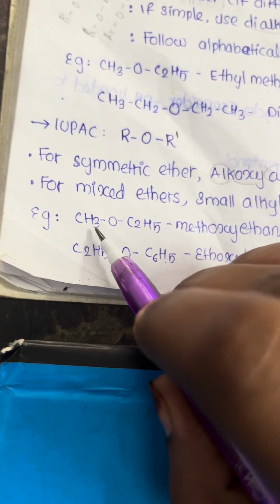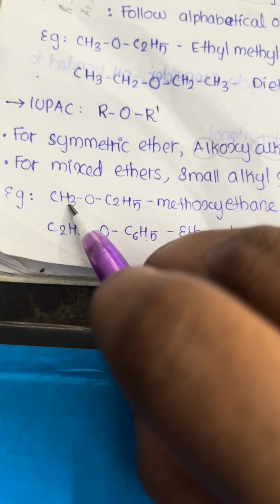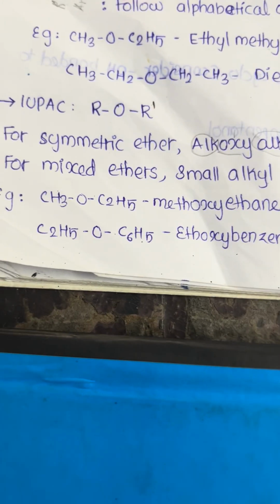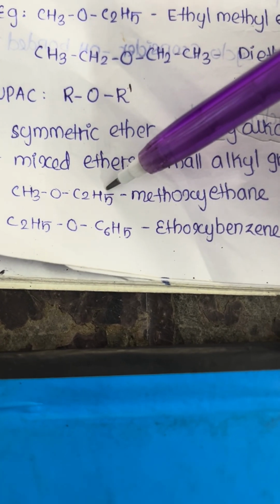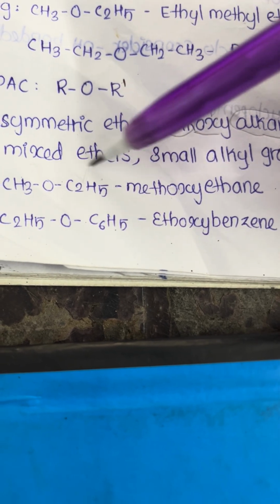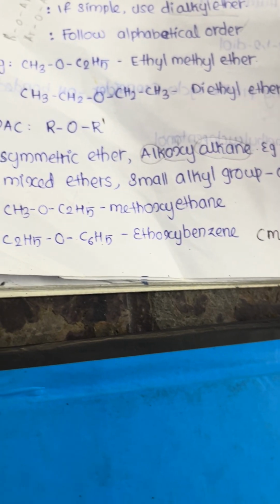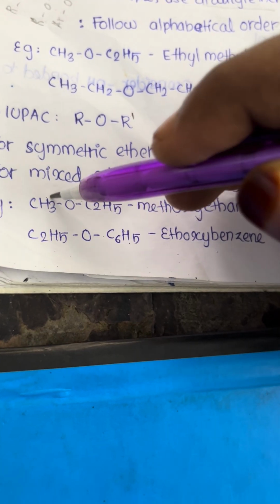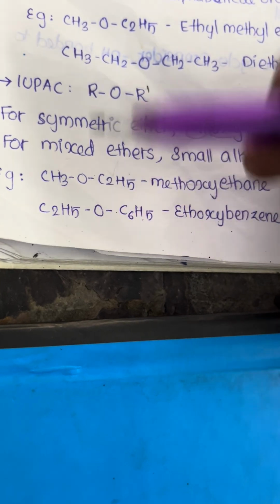Here it is CH3OC2H5. So it is not a simple ether, it is a mixed ether. We have two different alkyl groups on either side of this oxygen. One is methyl, the other is ethyl. Which is largest? C2H5 has two carbons, so it is the largest one. So the name is small alkyl group, oxy, large alkane. The small one is methyl, so methoxyethane.